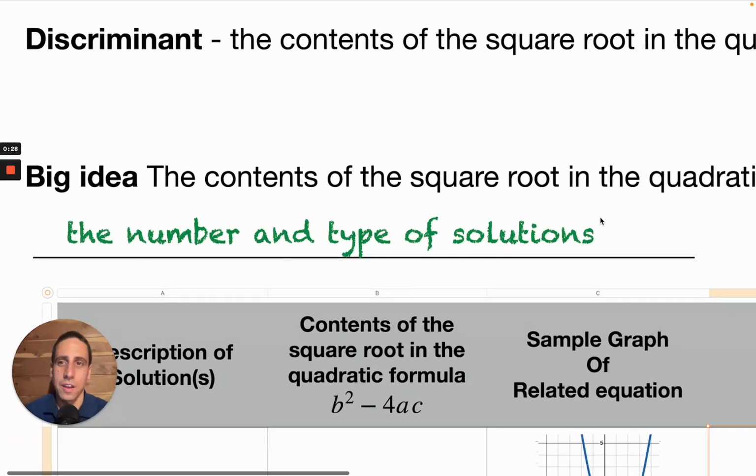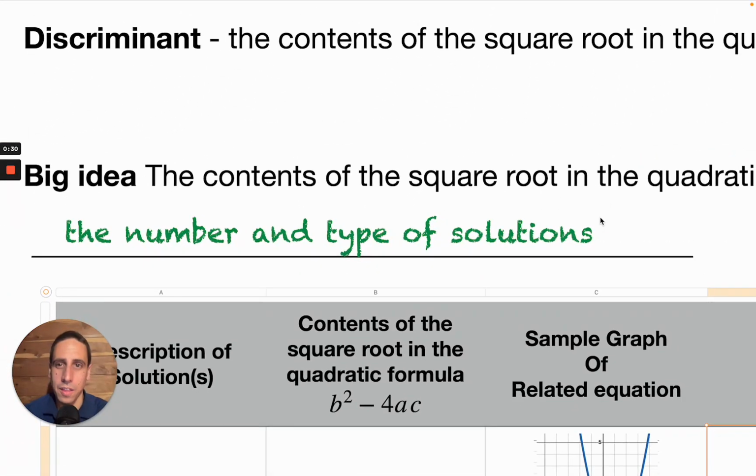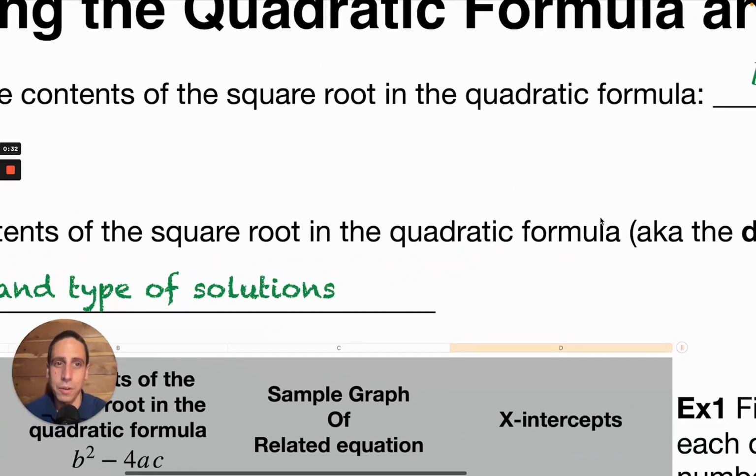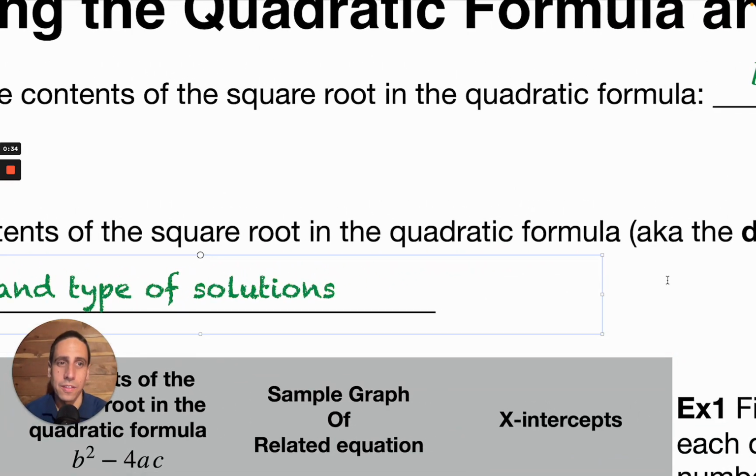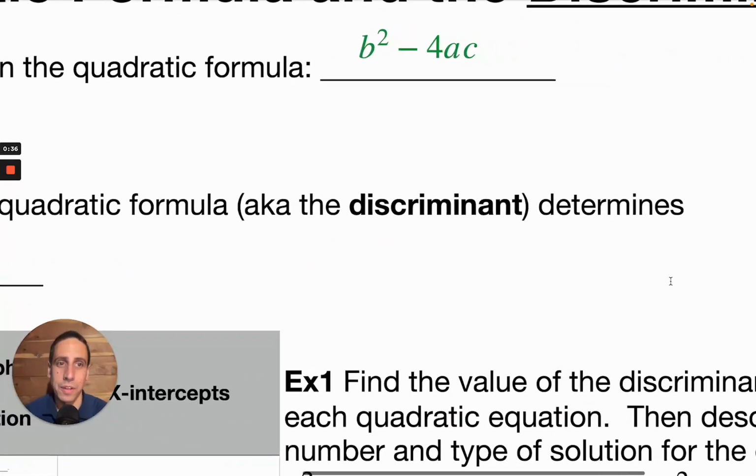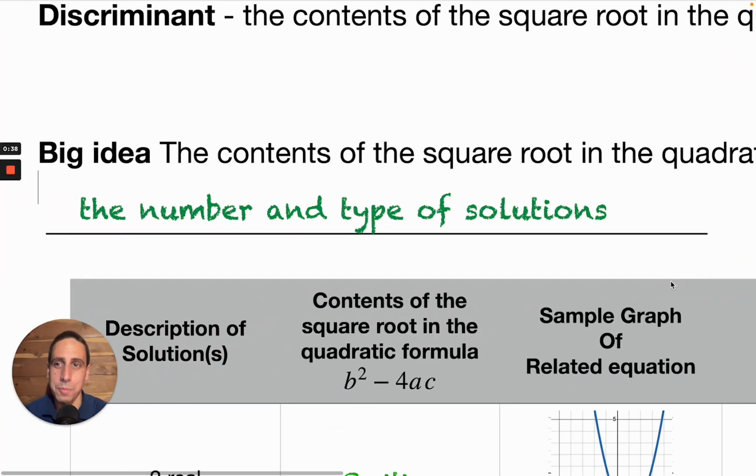So, here's the big idea. The contents of the square root in the quadratic formula, that is the discriminant, determines the number and the type of solutions.